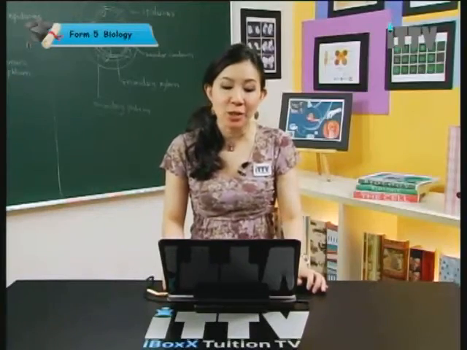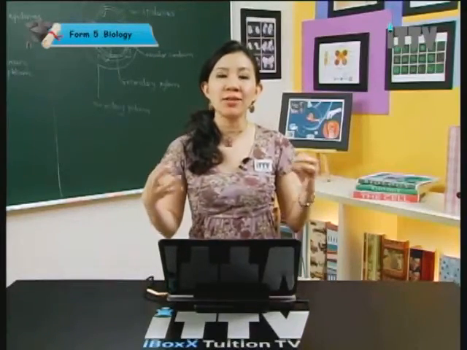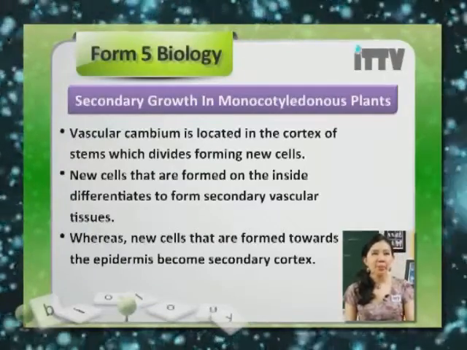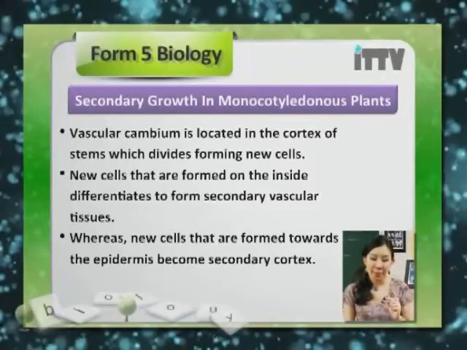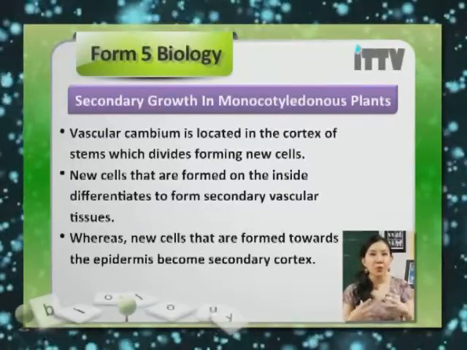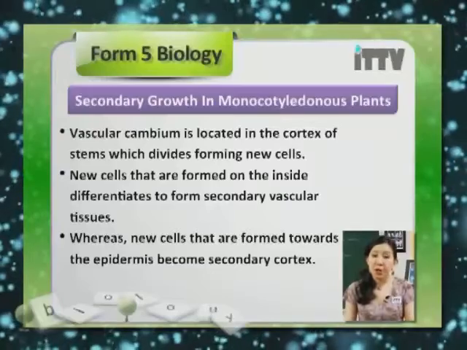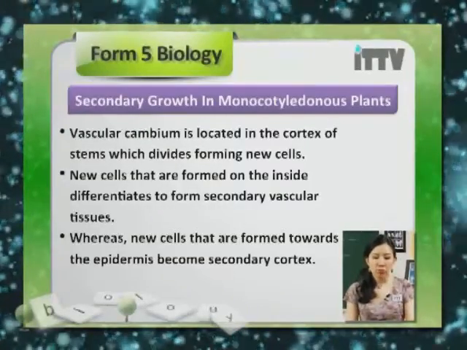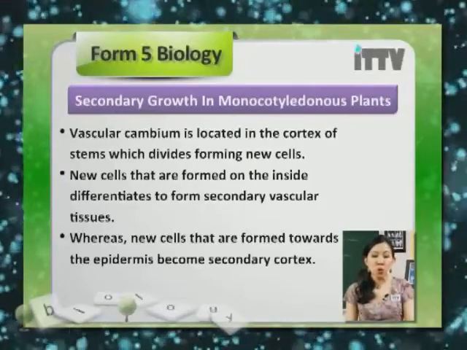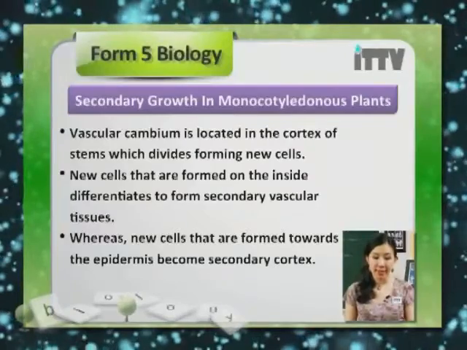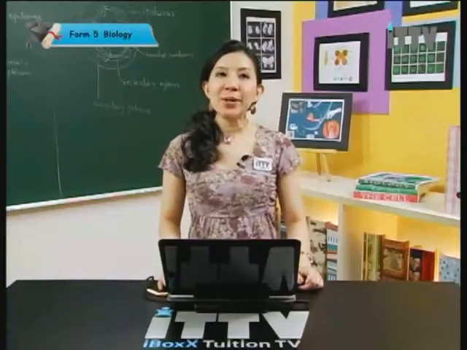Monocotyledonous plants are a little bit different because their structures are simplified. As you can see, the vascular cambium is in the cortex of the stems. New cells that are formed on the inside will differentiate to form secondary vascular tissues, while in this case, new cells that are formed towards the epidermis become secondary cortex. Now, let us look at something else.